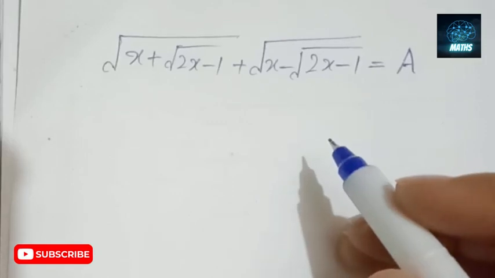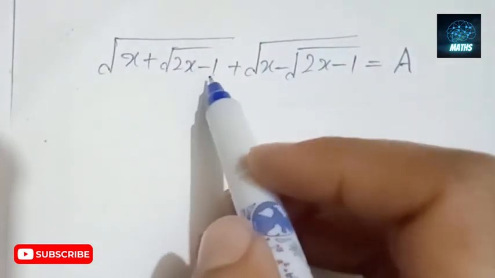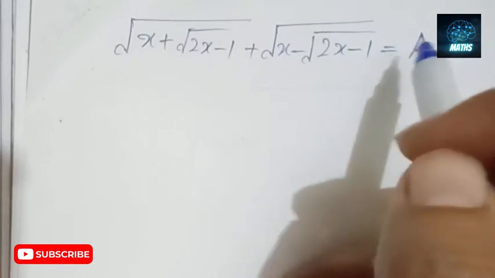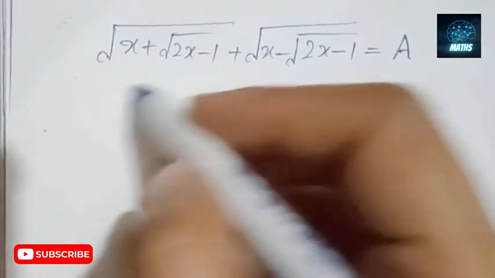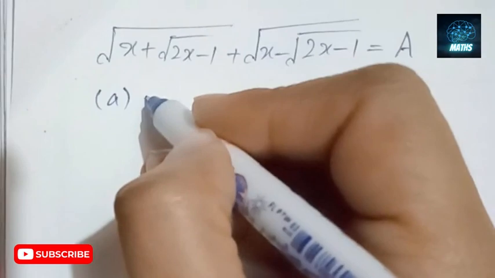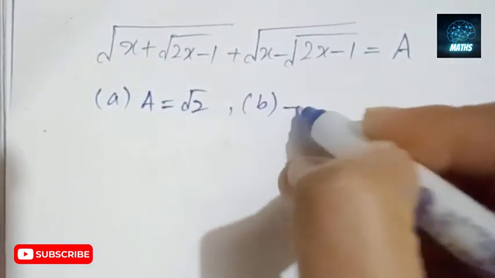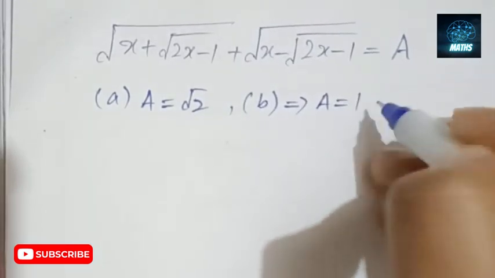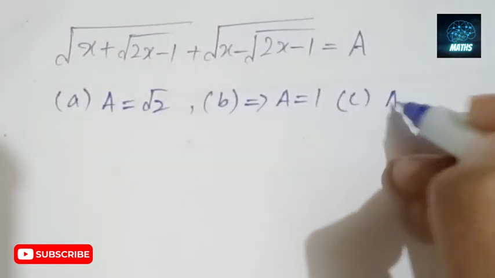Hi everyone, in this video we are going to solve a very nice algebraic equation, that is square root x plus square root 2x minus 1 plus square root x minus 2x square root 2x minus 1, which is equal to a. Here are the given conditions for a: when a is equal to square root 2, when a is equal to 1, and the third condition is when a is equal to 2.